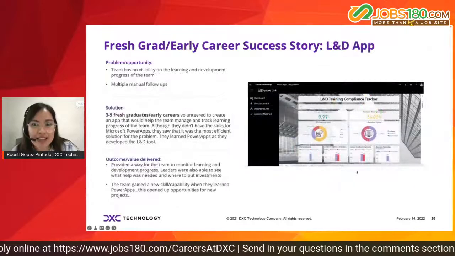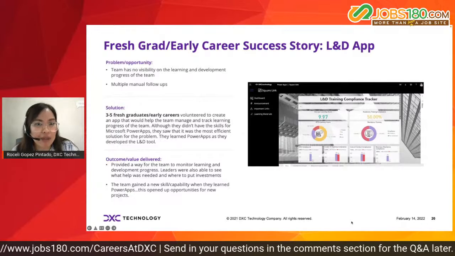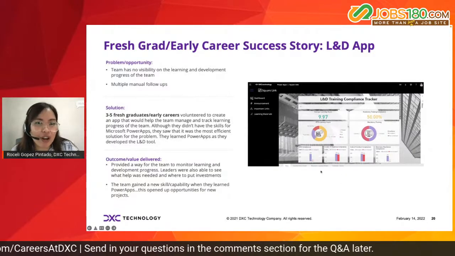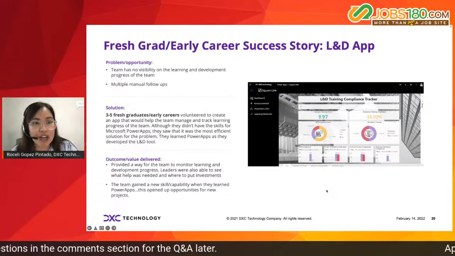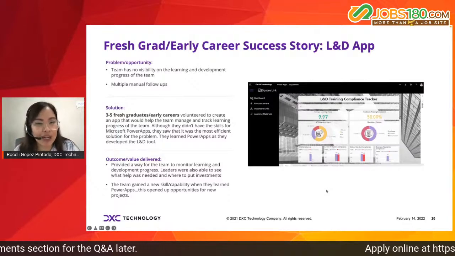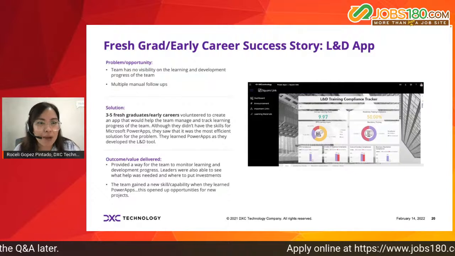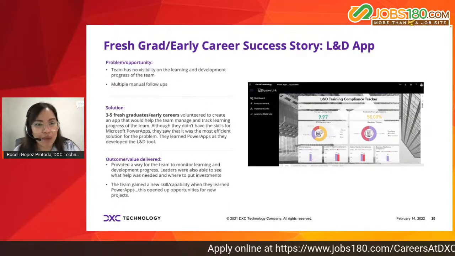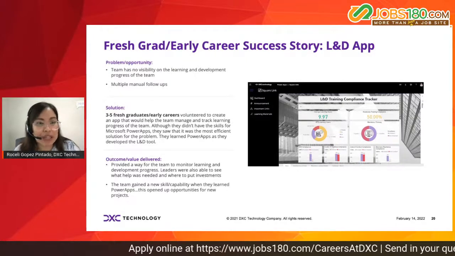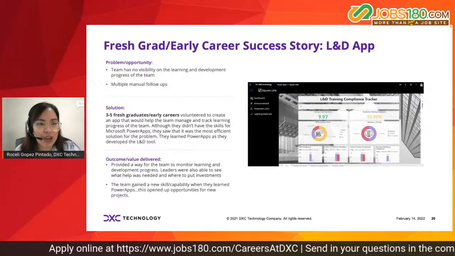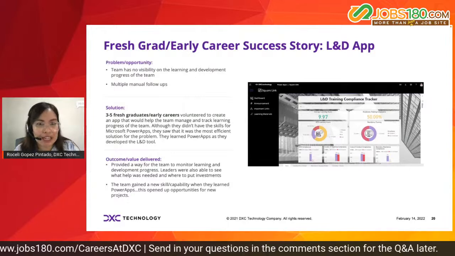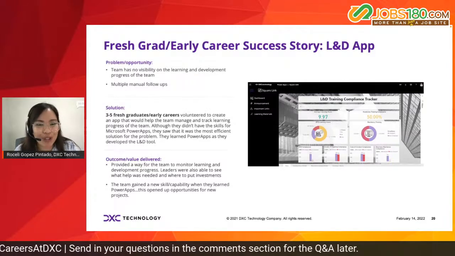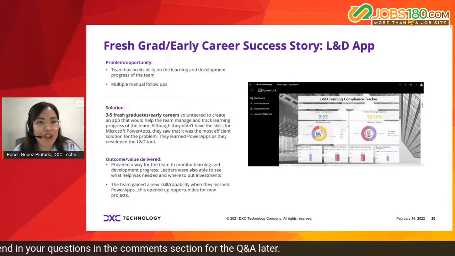Another success story, this is the last one. If the first story was more for external customers, this one is really for internal use for the team. The problem was pretty simple, but at the same time important. The team had no visibility on the L&D progress of the team, and it needed multiple manual follow-ups to understand who's taking what and who's finished what.